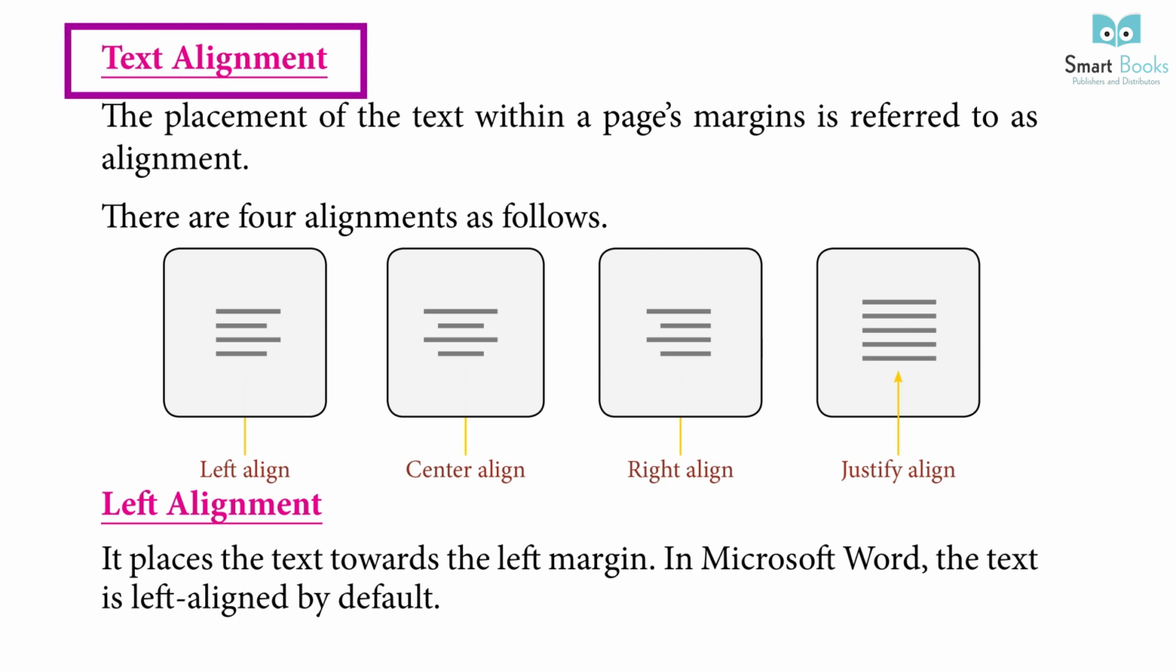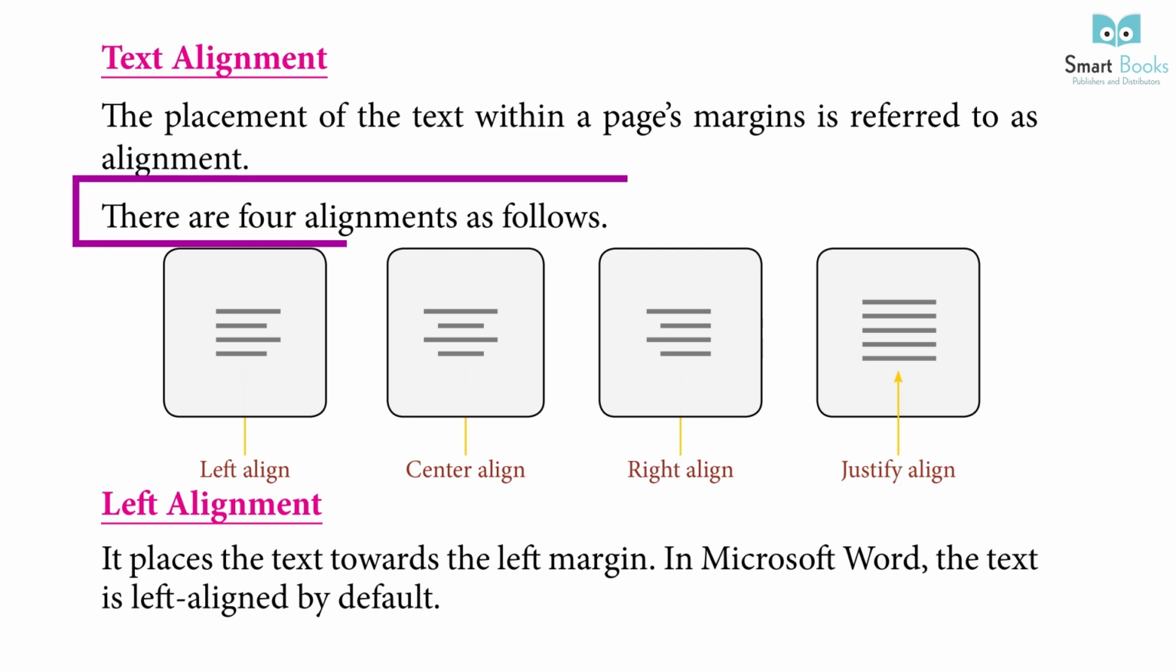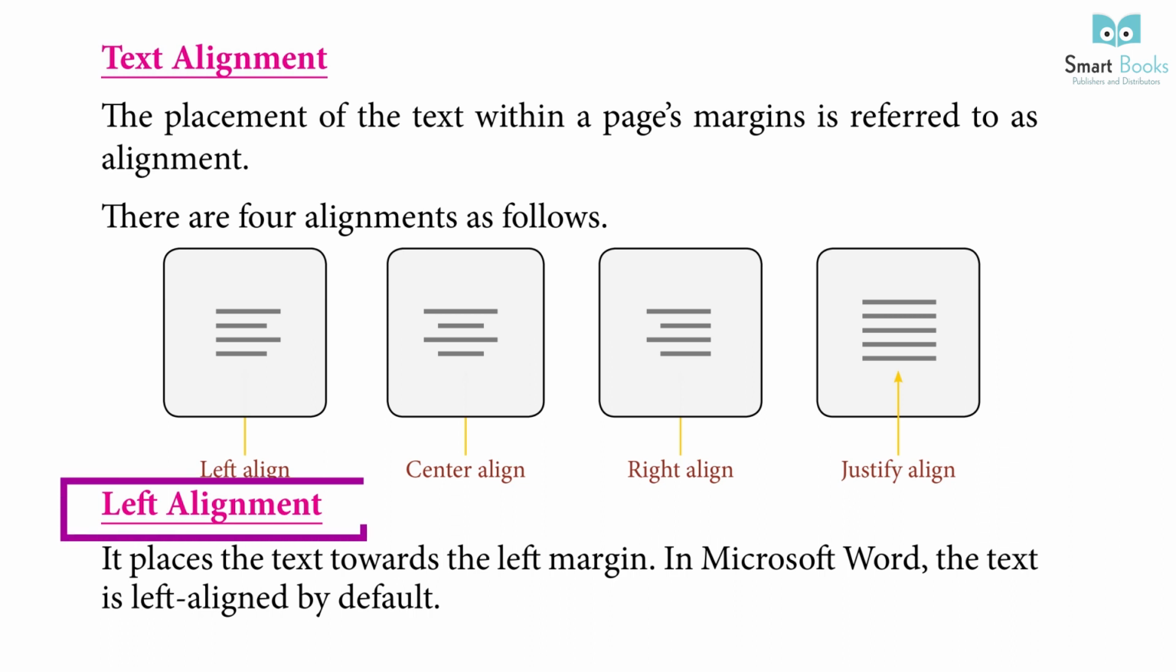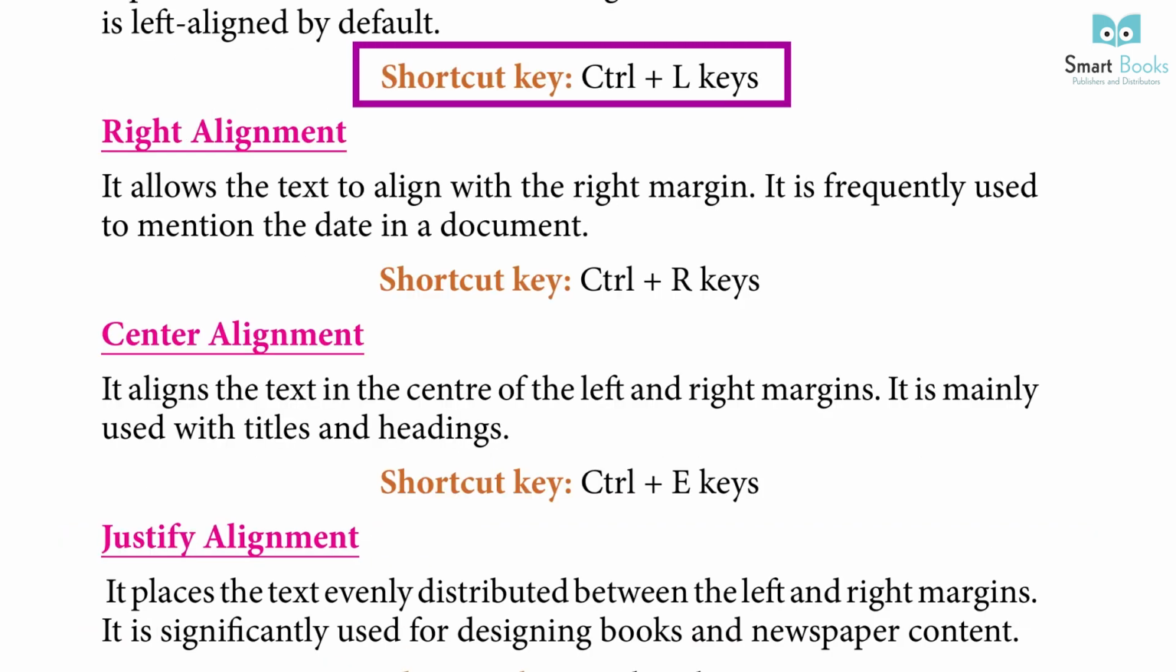Text alignment. The placement of the text within a page margin is referred to as alignment. There are 4 alignments as follows. Left alignment. It places the text toward the left margin. In Microsoft Word, the text is left aligned by default. Shortcut key Ctrl plus L keys.